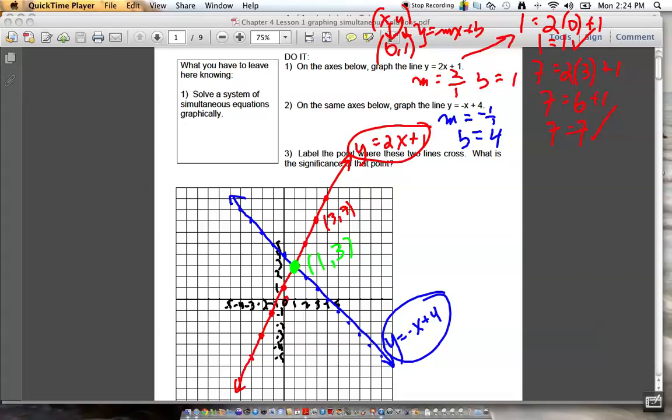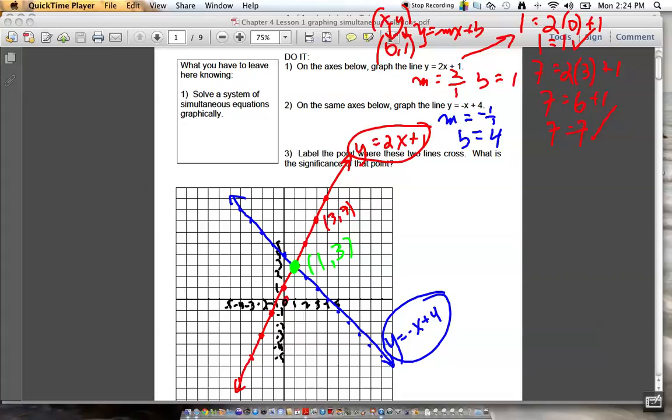They often call that the common solution or the solution set. Okay? So the process is pretty straightforward. You graph one line, then you graph the other line, and you find the point where they meet. And that is the solution.